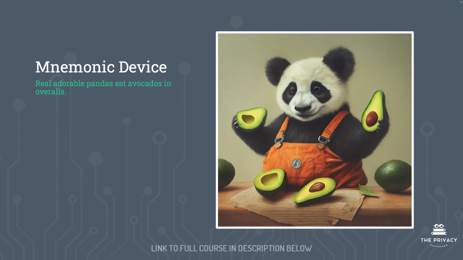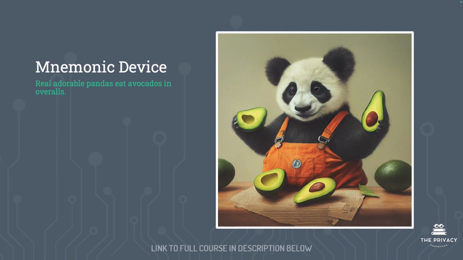This is our last mnemonic device for domain 1. I hope you've enjoyed these and are not too sad. Hopefully this real adorable panda on the right-hand side over here will help tide you over until our next one. Our mnemonic device for this lecture is real adorable pandas eat avocados in overalls.